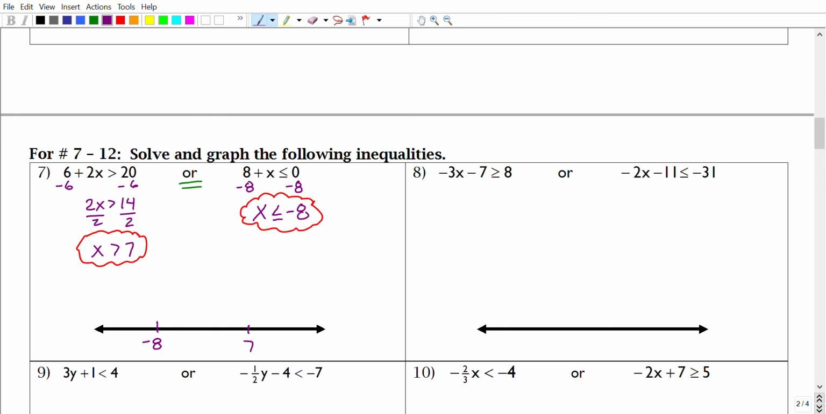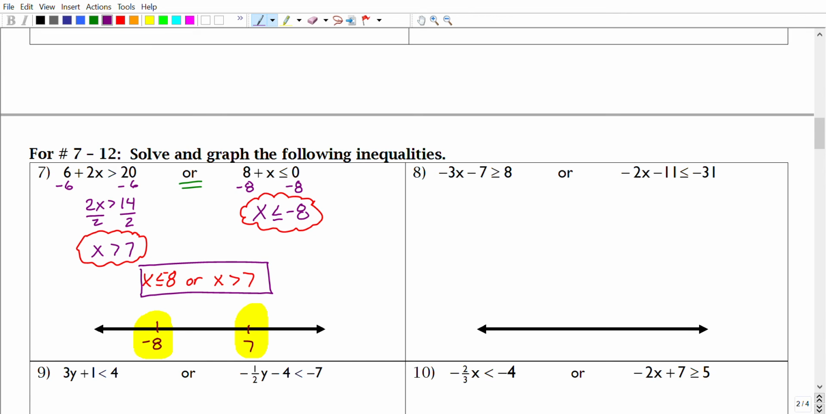Okay, so really what I'm going to have to do here, let me make sure I'm clear about this, guys, because I'm putting the negative 8 on the left side first and then the 7, I'm going to rewrite my answers that I just got as x is less than or equal to negative 8, or x is greater than 7. Okay, so this right here is my statement that I'm going to have to go ahead and find the graph for.